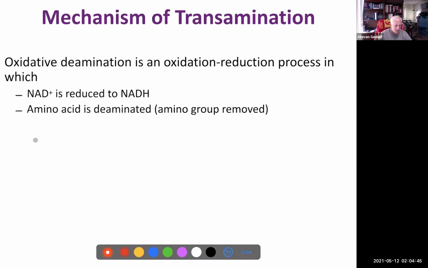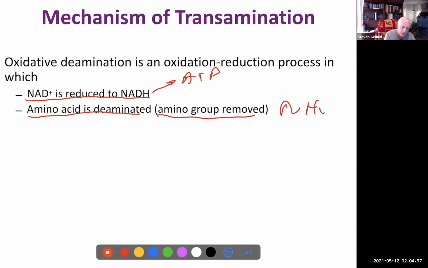Okay, and that's what we do. Oxidative deamination is an oxidation reduction process where NAD plus is reduced to NADH, and this gives you ATP. The amino acid is deaminated, so the amino group is removed, and it produces ammonium ions in the body, NH4 plus, which is not a good thing.